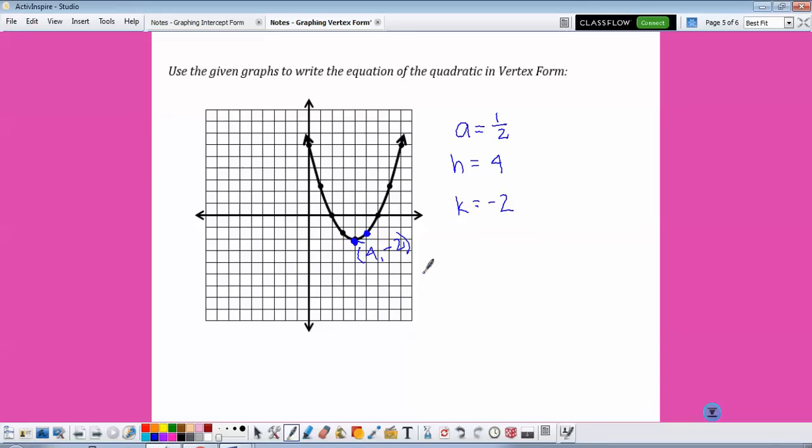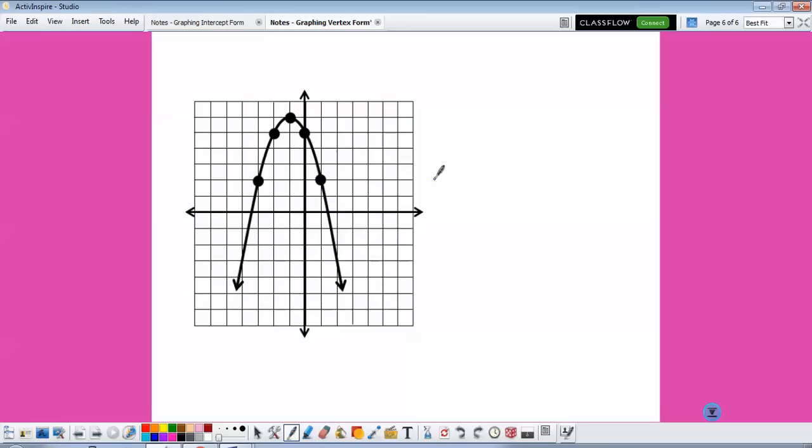Now I plug in to write my equation. y equals 1/2 times (x minus 4), because remember, h is always the opposite in its equation. Don't forget your squared, and then minus 2. And that's it. So let's try another one.